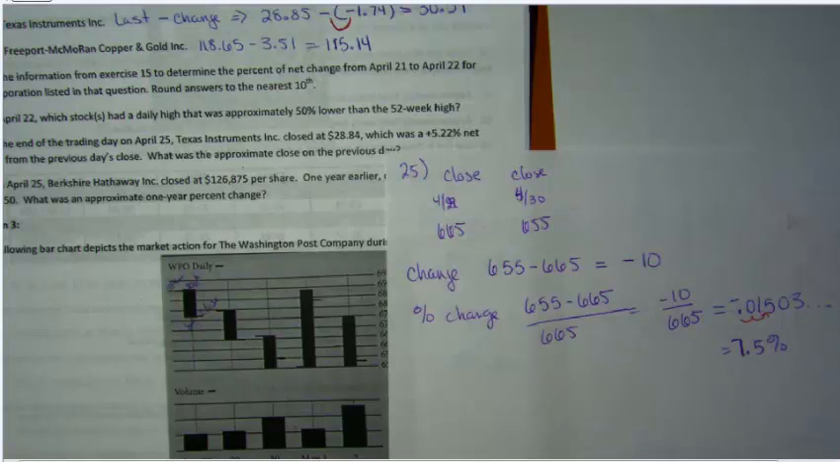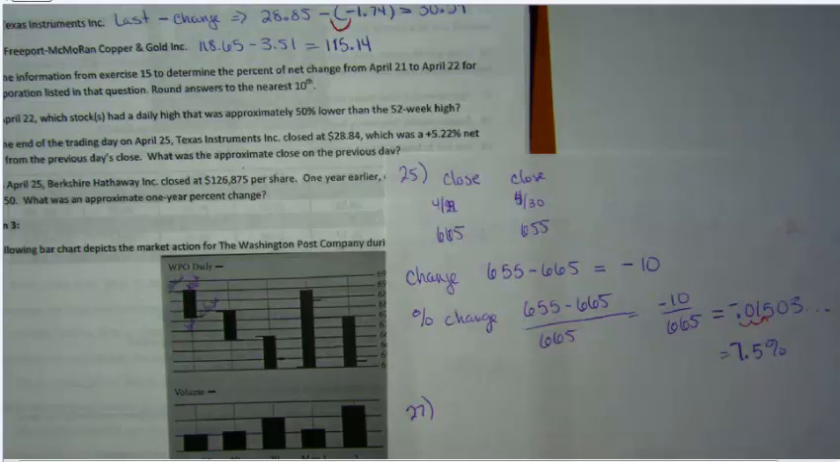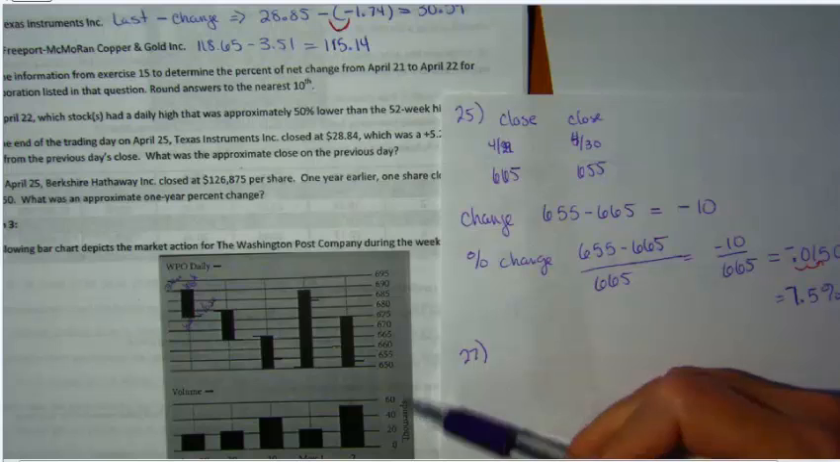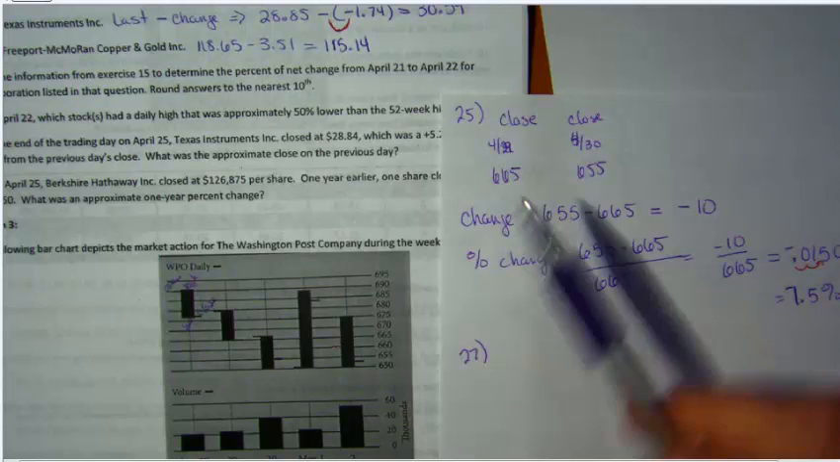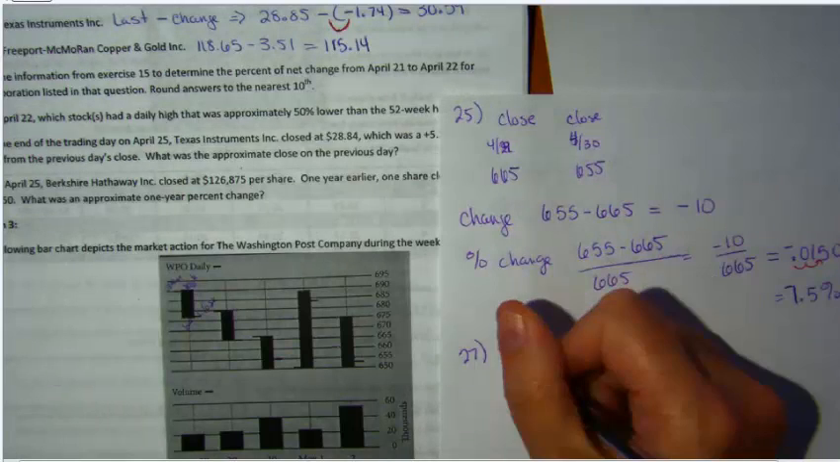Okay. 26 is exactly the same, so I'm not going to do it. 27 asks us how many shares were traded on April 30th. Well, the volume's down here. These are thousands. So you have 0, 20,000, 40,000, 60,000. April 30th, we're at 40,000.